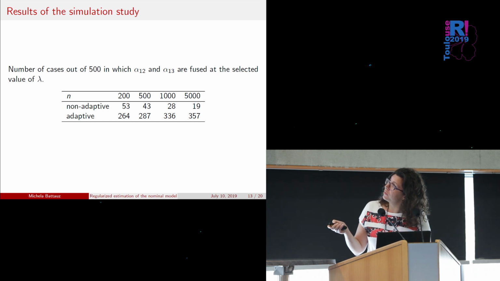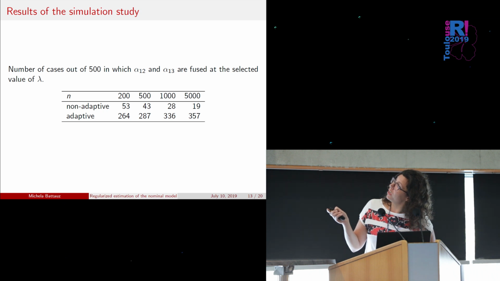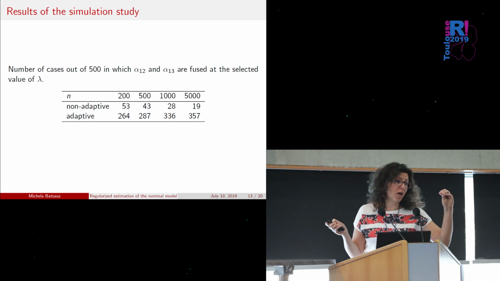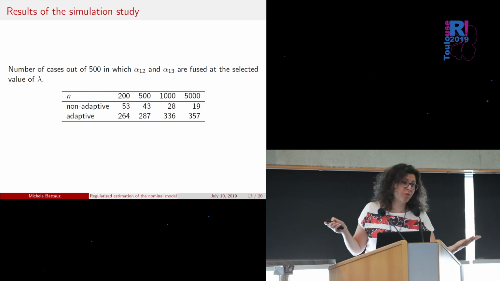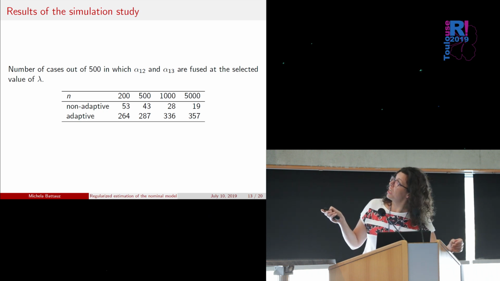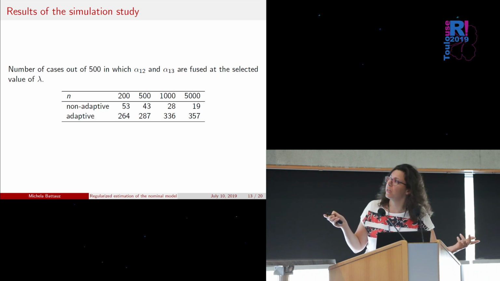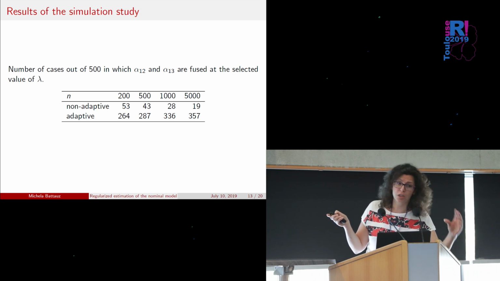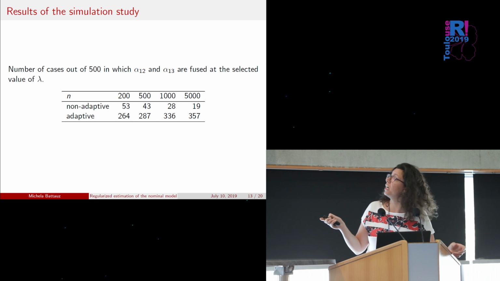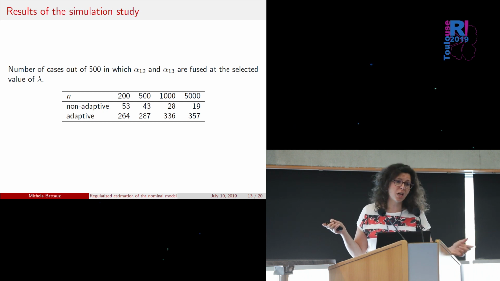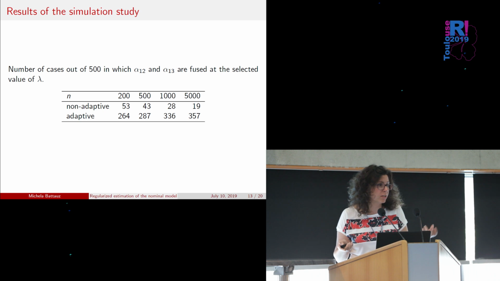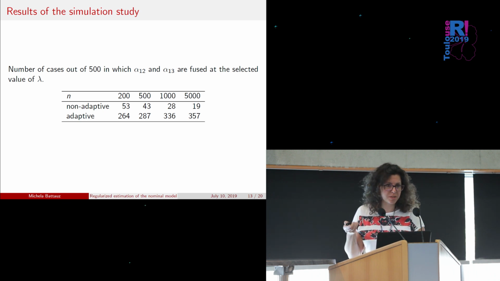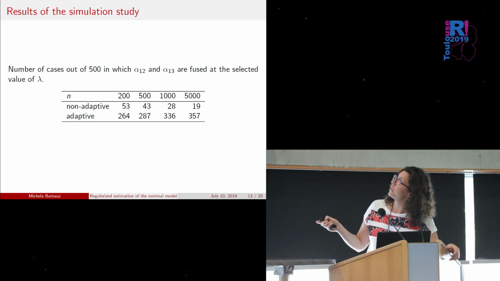Okay, in this table we found the number of cases out of 500 in which these 2 slope parameters are fused at the selected value of lambda. So using the non-adaptive penalty, not many cases are fused. Instead, using the adaptive penalty, the number of cases in which the 2 slopes are fused is much higher, and it increases with the sample size. So the adaptive penalty is more effective in collapsing the response categories.